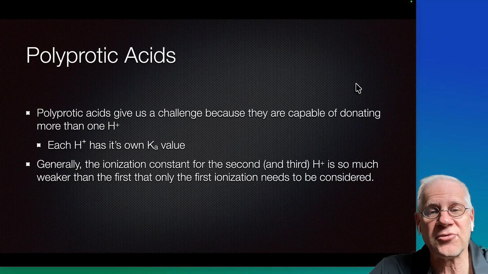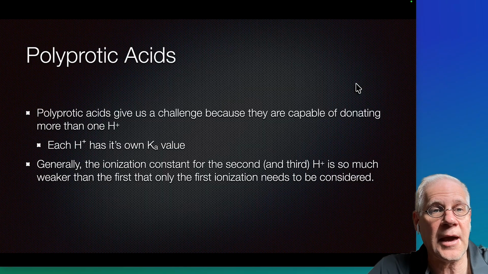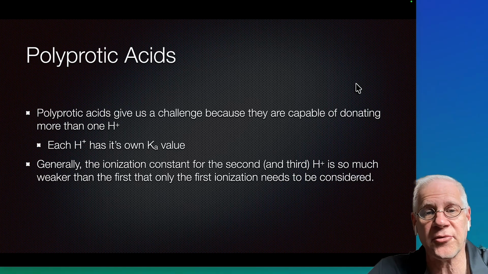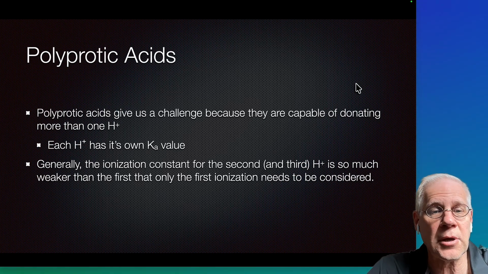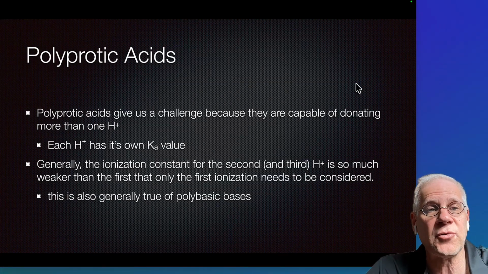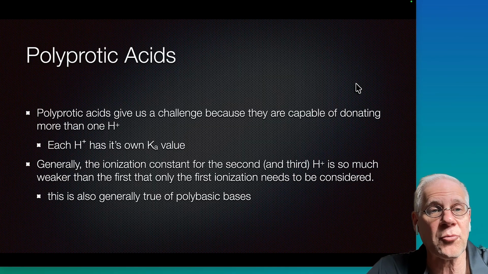Generally, the ionization constant for the second and even possibly third H+ is much, much weaker than that for the first. And so a lot of times what we'll find is that the first ionization is the only one that needs to be considered to calculate the pH of the solution. This is a general rule and does not always hold true, but most of the time it's exactly what we need to do. If you have a polybasic base, so if you have a base that can accept more than one proton, this can also be true.